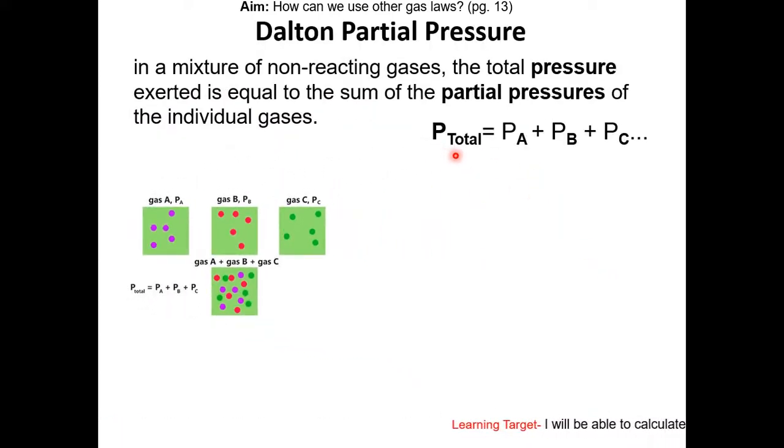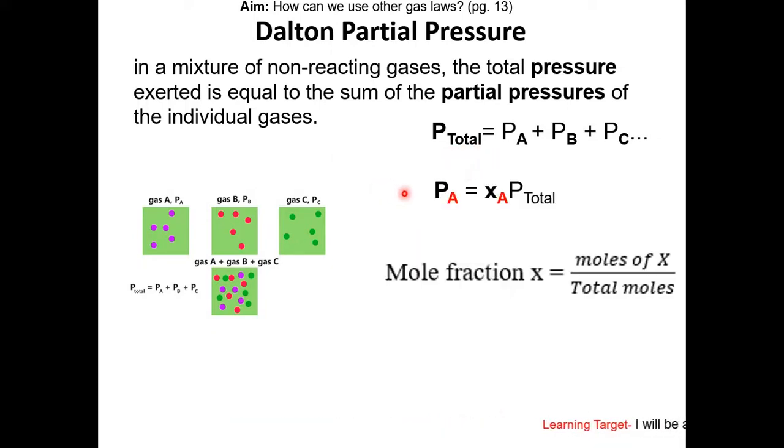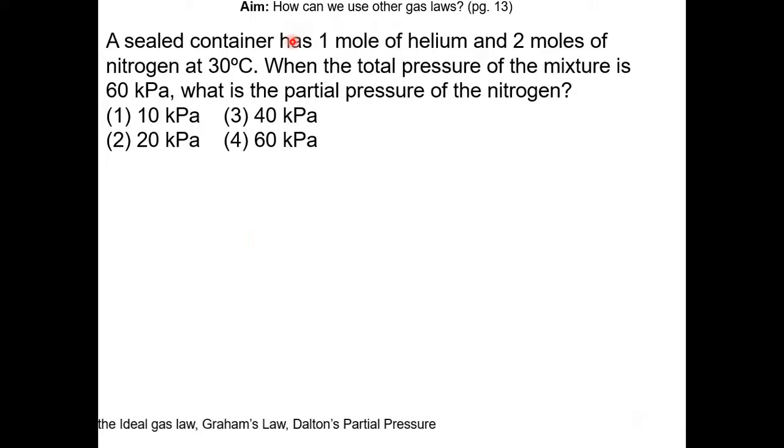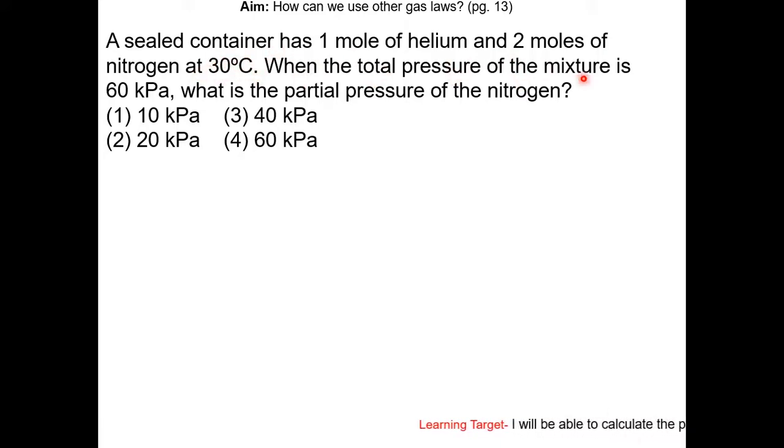So the total pressure of a mixture is the sum of the individual gases. Each partial pressure of the individual gas is equal to the mole fraction of that gas times the pressure of the total. Mole fraction is the moles of the substance over the total moles in the mixture. Let's look at an example. A sealed container has 1 mole of helium and 2 moles of nitrogen at 30 degrees Celsius. When the total pressure of the mixture is 60 kilopascal, what is the partial pressure of nitrogen?